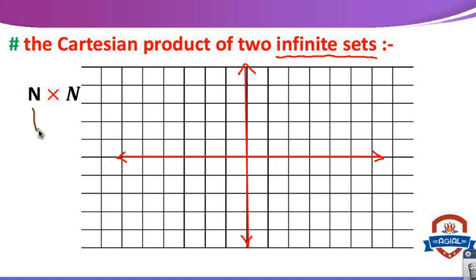such as what? The set of natural numbers, capital letter N, Cartesian product N, the set of natural numbers Cartesian product itself. The number of elements of the natural numbers equals an infinite number. You can't list all elements of the set of natural numbers. How to find the Cartesian product of 2 infinite sets?